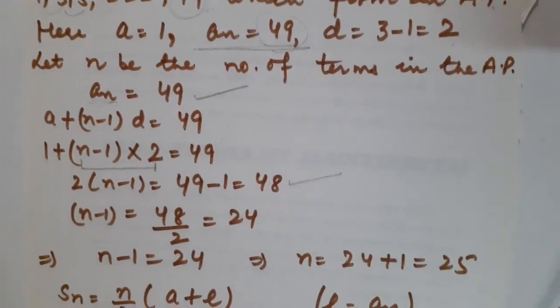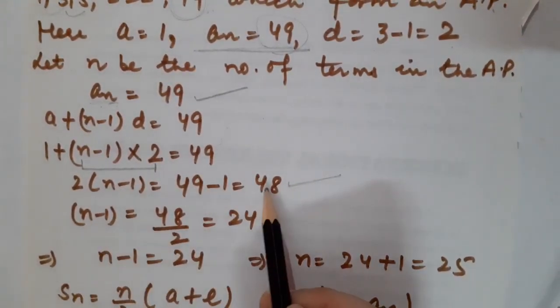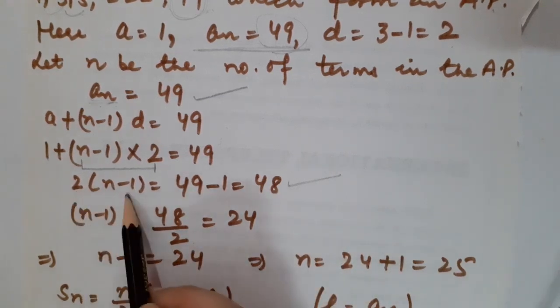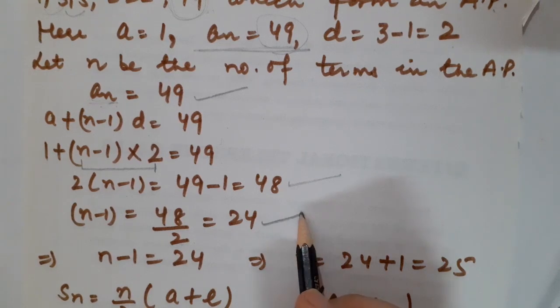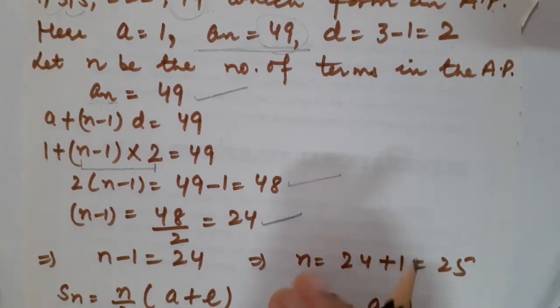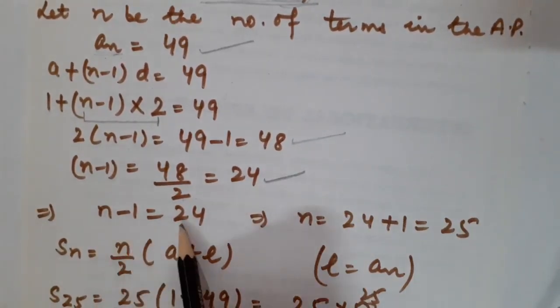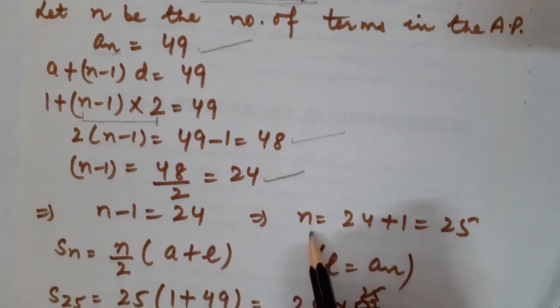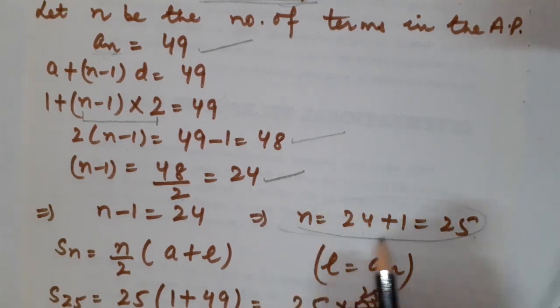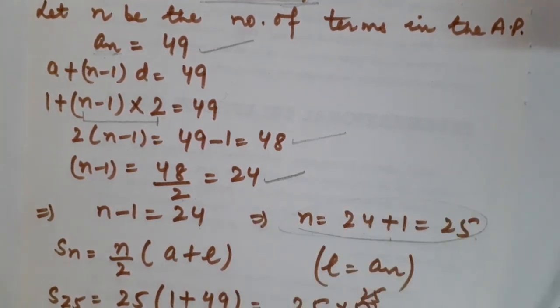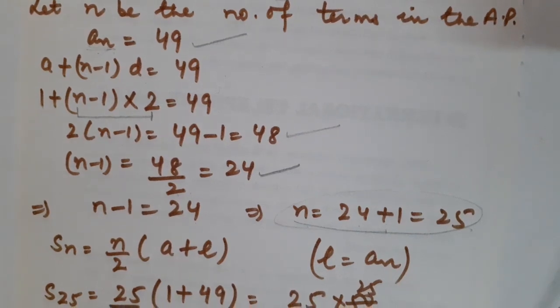Correct? Now, n minus 1 is equal to 48 upon 2, because 2 was multiplying on the left-hand side, so it must be divided on the right-hand side. So you will get 24. Correct? Now n minus 1 is equal to 24. So children, n will be 24 plus 1, that is 25. Now I know what n is. n is nothing but the number of terms. So you just have to find the sum of the first 25 terms now.